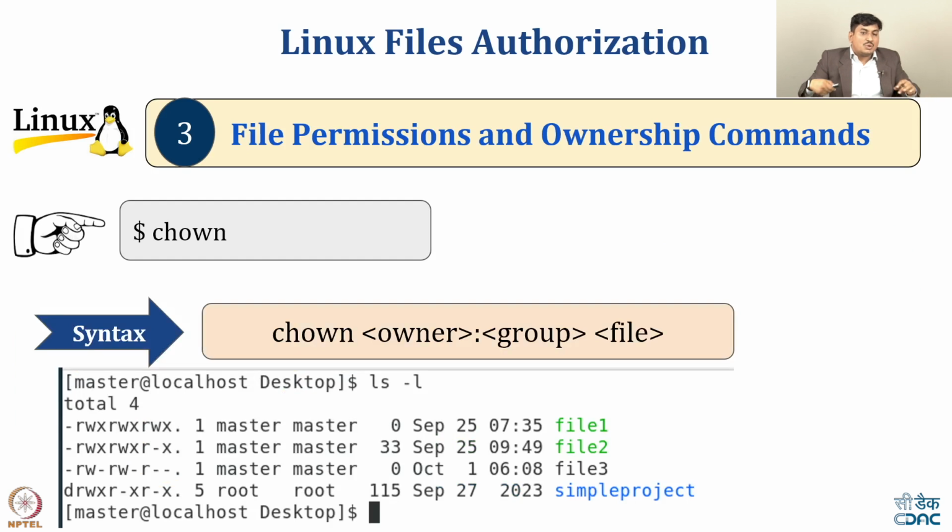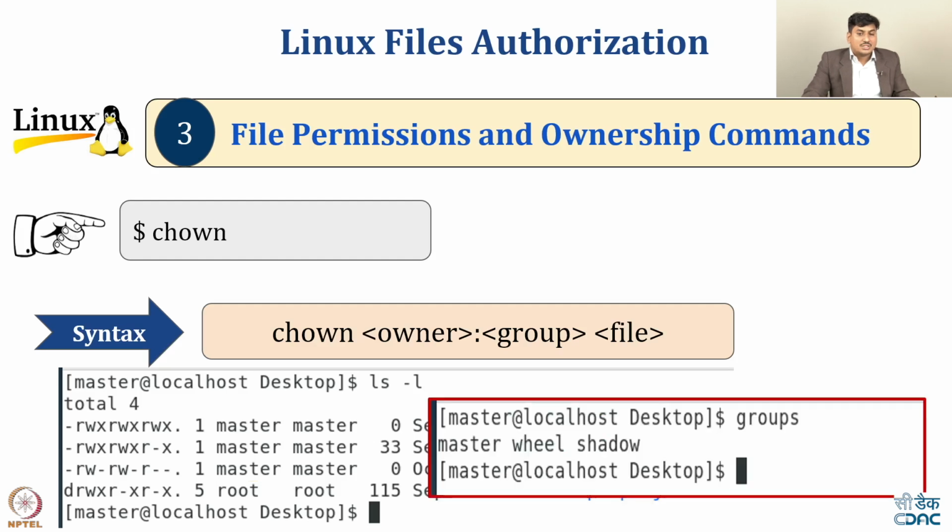And if I now want to change the ownership of that particular file, let's say for example there is a user who has created this file, but I want to give the ownership to another user on that system, that can be done with the command called chown, and this is the syntax of the change ownership command. First we specify the owner, then the group, and then the file.